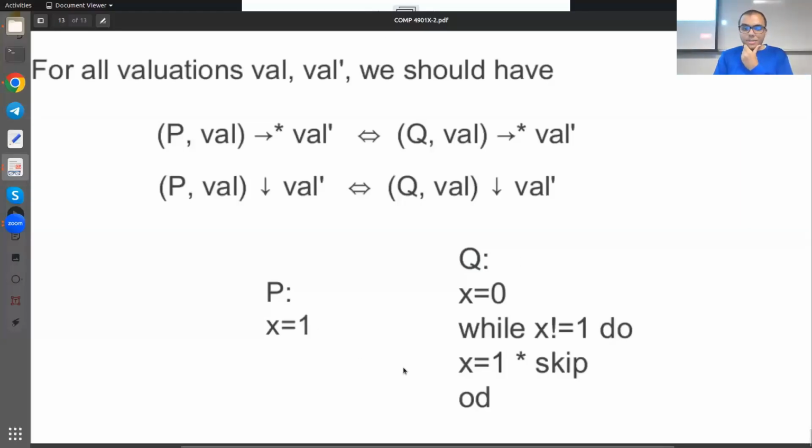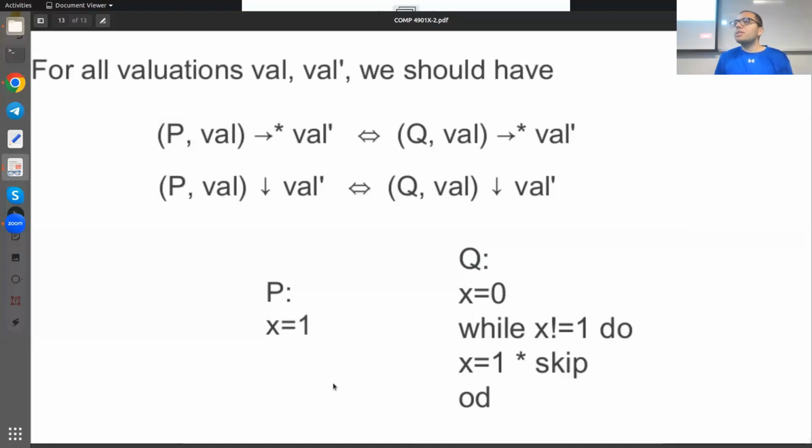Look at these two programs. For any given input, the output of both of these programs is just 1, right? So at the end of this program, x is 1. If it terminates, x is also 1, right? But we said that Q is different from P, because Q has a run that does not terminate. Q has a run where we go into this while loop and we always take this skip and we never set x to 1. But P doesn't have that run.